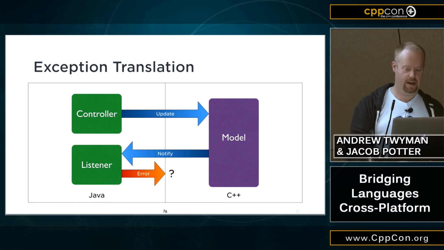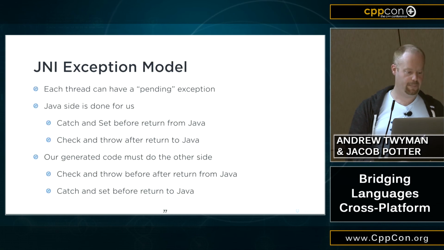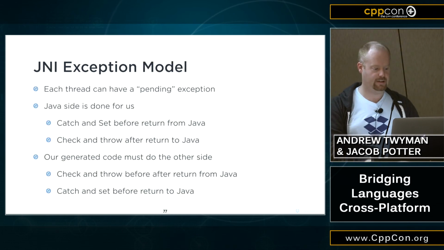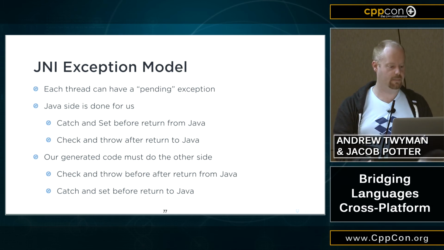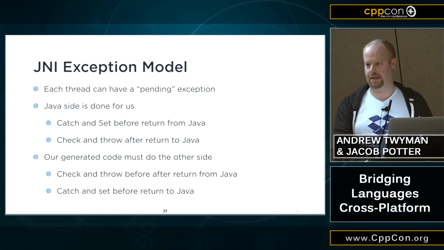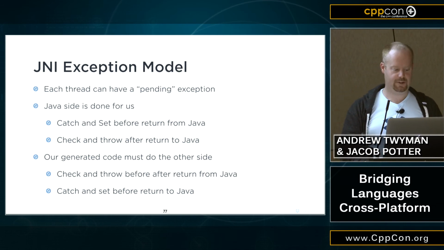And you might encounter an error, at which point a Java exception is going to be thrown. So the JNI exception model that we're working with in Java is very similar to what I described for Python. I used to think it was terrible. I still think it's terrible. I just now know that I couldn't think of a better alternative. So each thread has a pending exception.